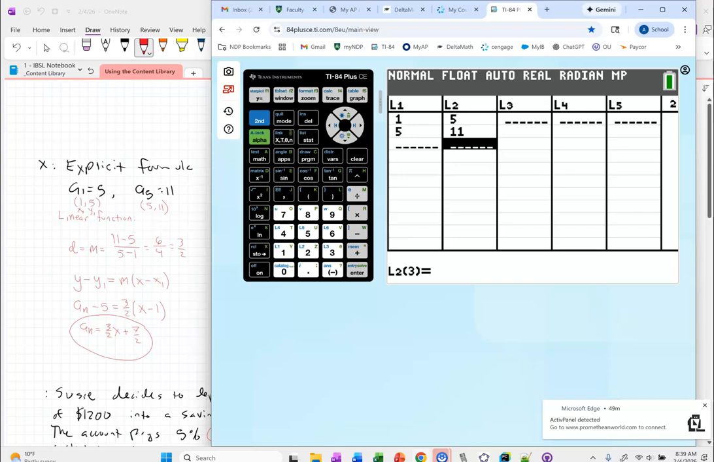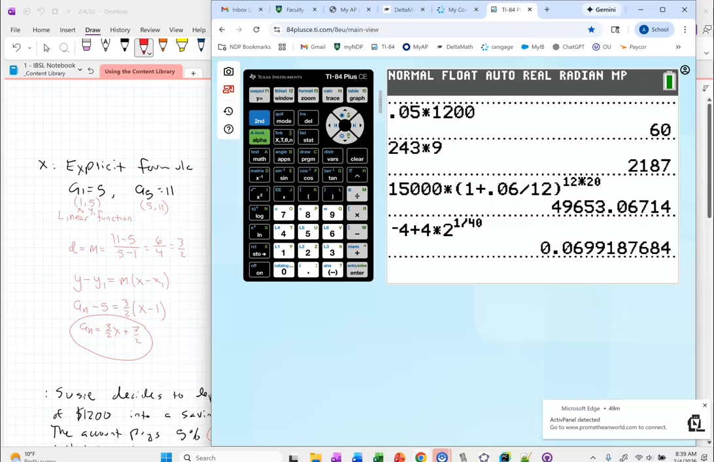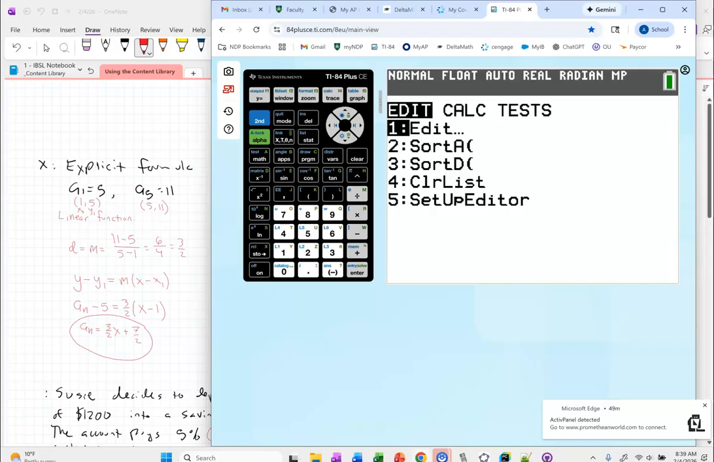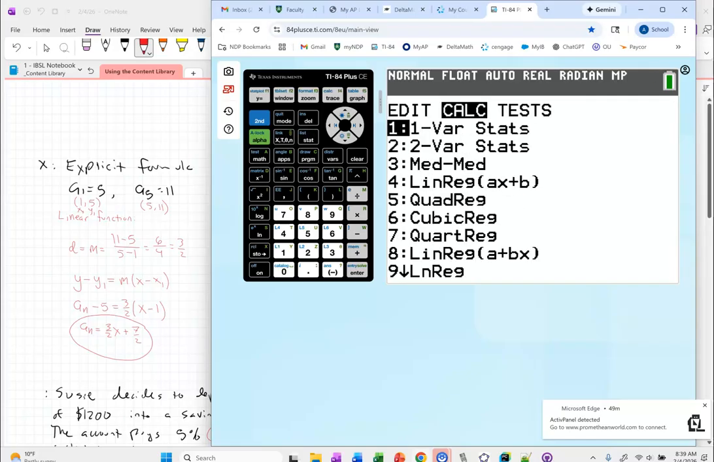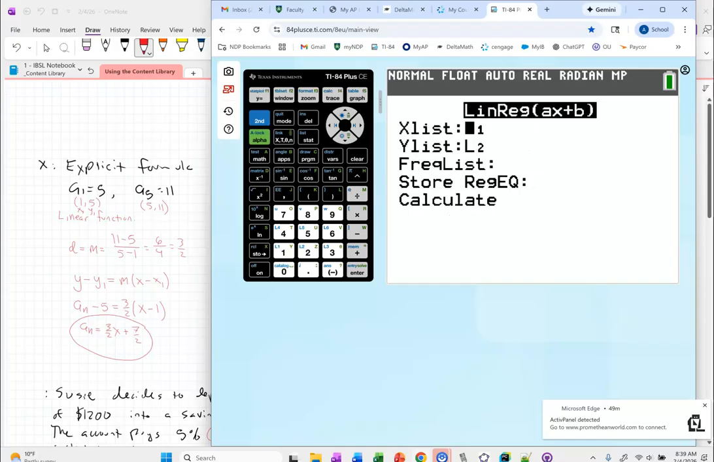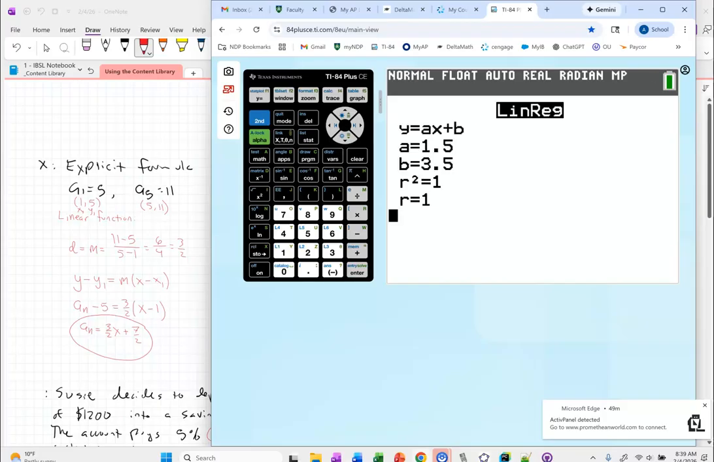Okay. Exit out to the main screen. Then press stat again. Go to the calc tab. I'm going to take the LinReg command. I'm going to use L1 and L2 as my x and y lists. Not going to bother storing anything. I'm just going to press enter, and that tells me that my equation for the line is y equals 1.5x plus 3.5, which is the same thing as a sub n equals 1.5n plus 3.5. Calculator did it all for me. I just had to know how to ask it.